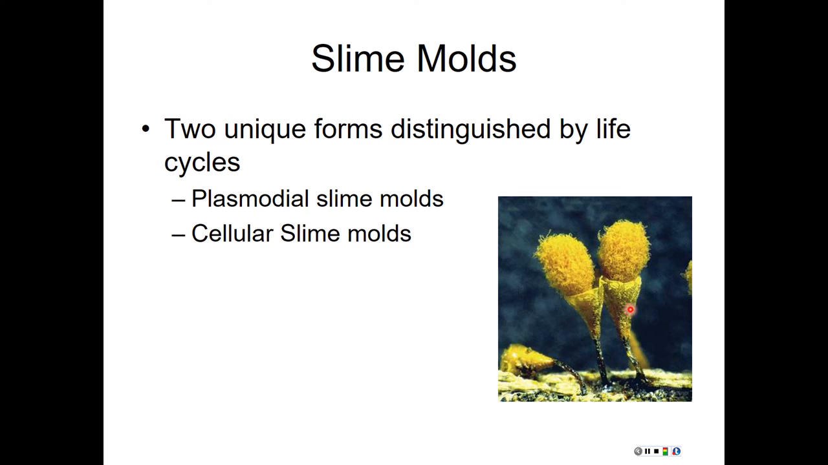Okay, so the slime molds are convergent with the fungi because they have some similar structure, including fruiting bodies.